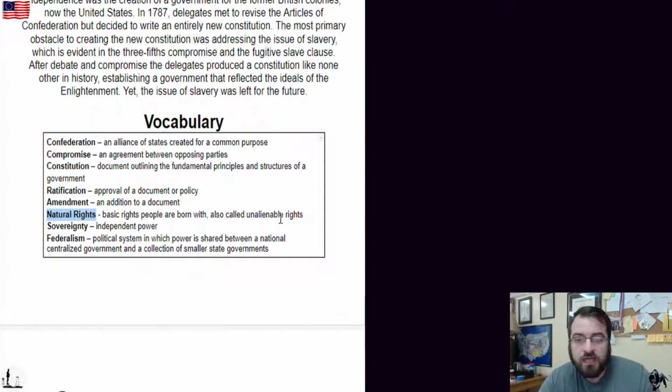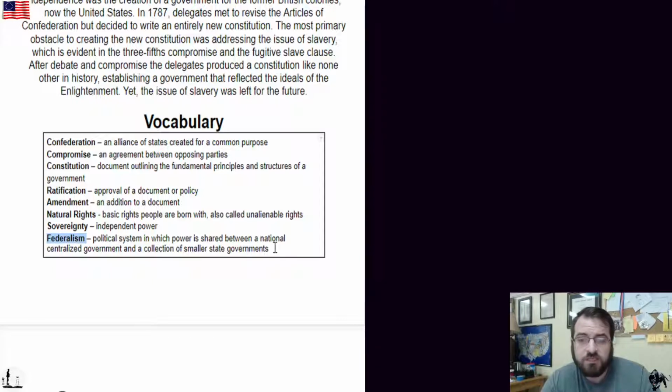Natural rights. Natural rights are basic rights people are born with. They are also called unalienable rights. These are rights you cannot lose. Because you exist, you have these rights. Sovereignty. Sovereignty is independent power. So a country is not a country without sovereignty. A country is not a country unless it has independent power over itself. So the states are going to give up some of their sovereignty so that the federal government, the United States, can have sovereignty. Because before this, the states are the ones who had the most sovereignty.